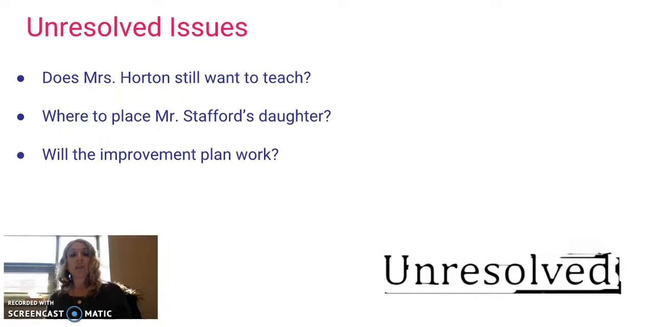Some unresolved issues. I would like to know, does Mrs. Horton still even want to teach? Is that the career path she still wants to go down? Does she still have that passion for it? There's still not a resolution to what are we going to do with Mr. Stafford's daughter? Where is she going to go? And will the improvement plan even work?